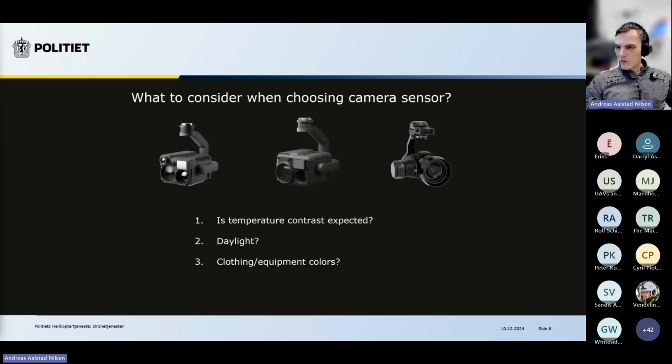And also the clothing or equipment colors on the missing person is also of great importance, and even bold colors seem to be a lot more difficult to find than one might expect.